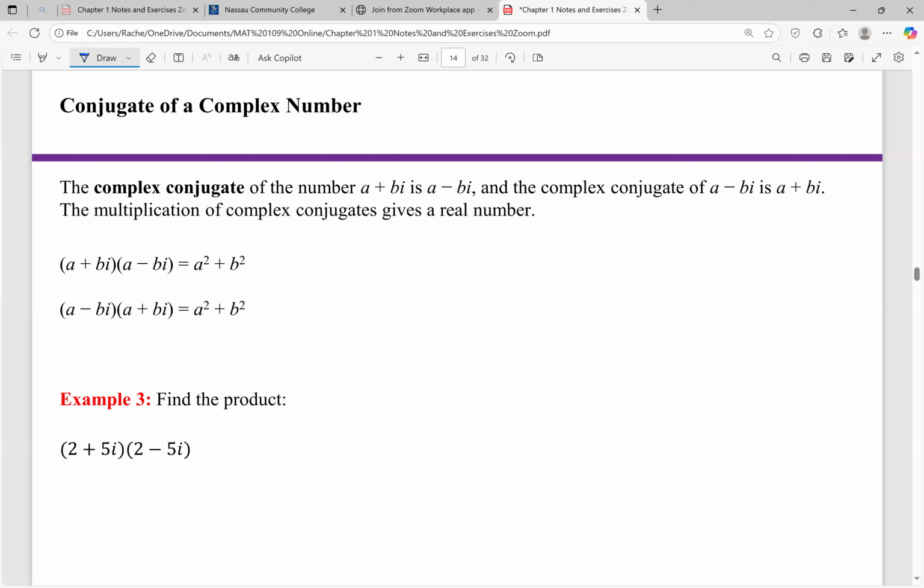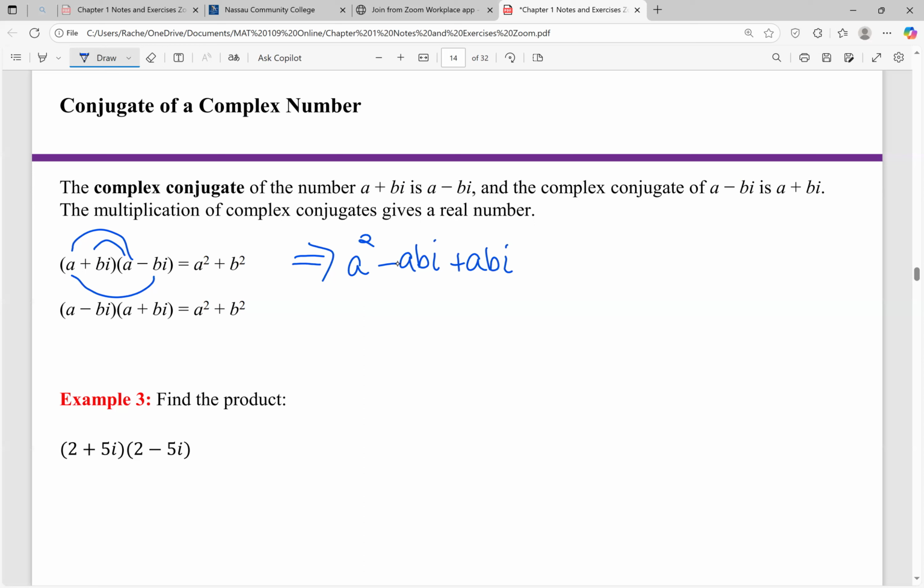So look, a plus bi times a minus bi, we're going to end up with a squared plus b squared. And then it's the same thing if we multiply a minus bi times a plus bi. Order doesn't matter when we multiply, right? So we're going to end up with the same thing. And the reason is, let's look at this first one. If I were to multiply a times a, I'm going to get a squared. Now I'm going to multiply a times negative bi, which is going to be negative abi. Now if I multiply the inner terms, I'm going to have a positive a times bi.